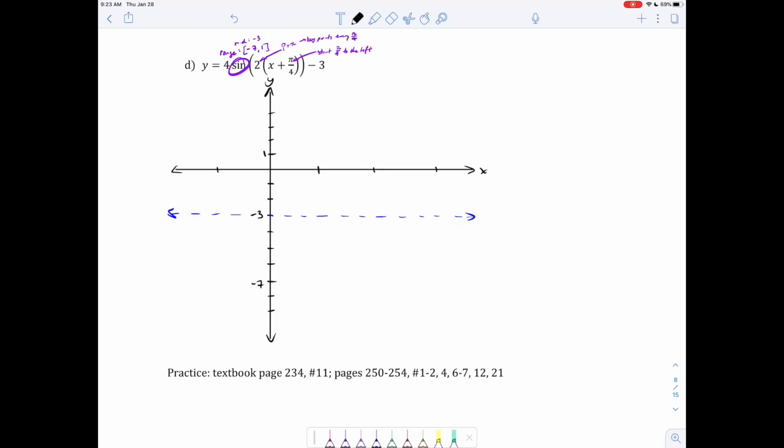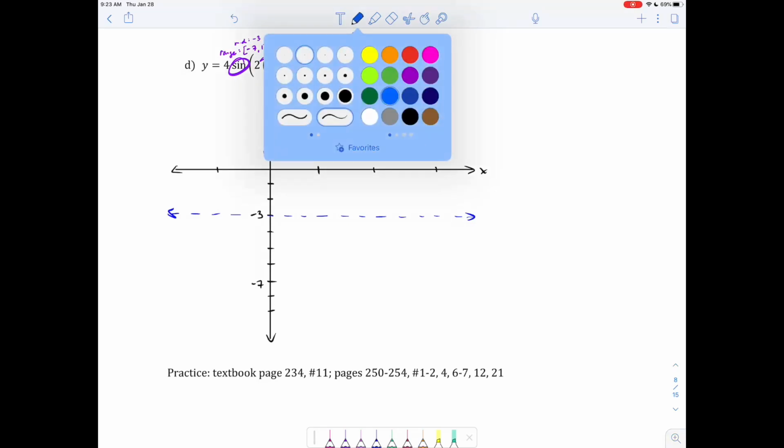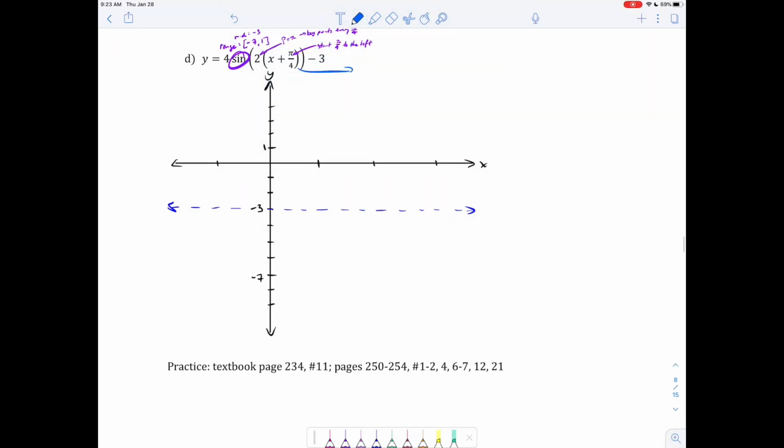We shifted left pi over 4. So what was 0, 0 on the original goes left pi over 4, so negative pi over 4 and something, whatever the y value is there. 0 times 4 minus 3 is -3. So I'm going to plot that on this graph. And from there we plot the rest.